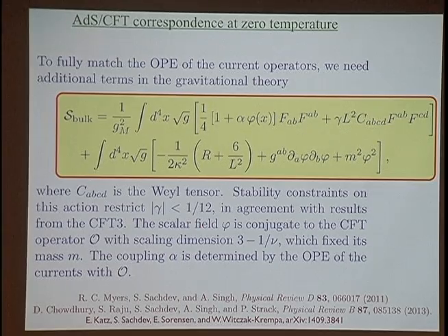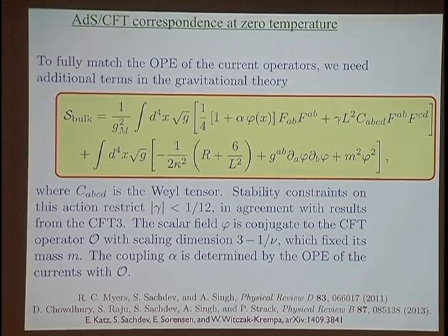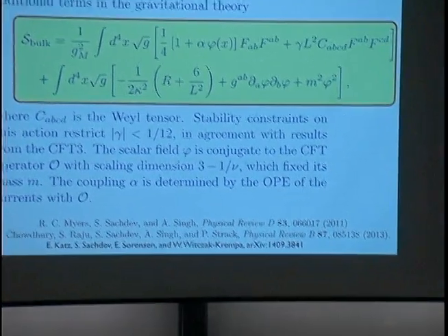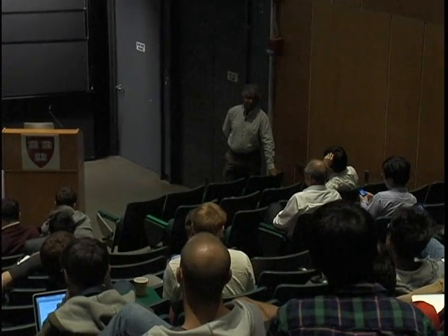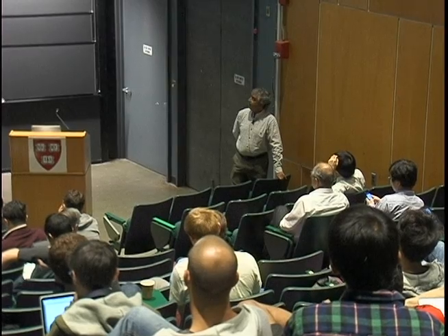Yes. So the O2 symmetry you have is identified as a U1 symmetry. Yes, correct. And then in the bulk is a gauge U1. That's correct. Any other questions?